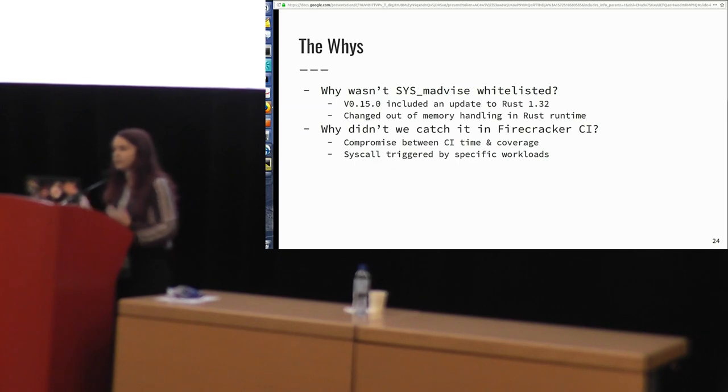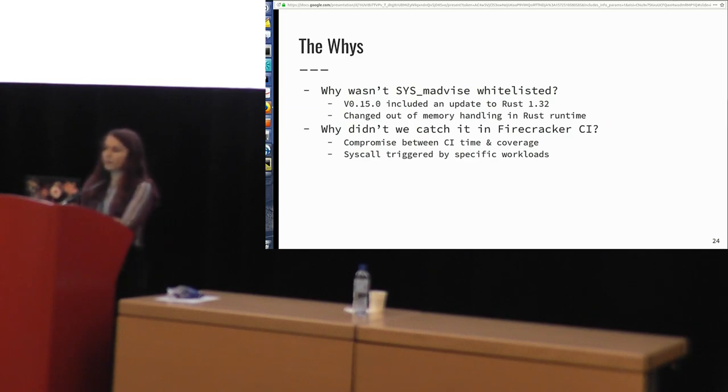So the second issue actually ended up on this path, and we had the bug report. Because it was impacting, we started to understand the whys. So why wasn't madvise whitelisted? The problem is that for this particular release, we did two things. We first added code, which didn't need any syscalls, actually. But we also updated the Rust version, and the Rust version had a change in the memory handling, which generated a new syscall.